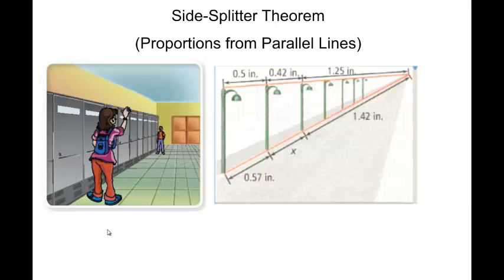Hey, let's hit the side splitter theorem. This is how proportions work in parallel lines. And I really like this theorem because it lets artists do their thing. In this cartoon, you can see this idea of depth perception. The artist has used this theorem.